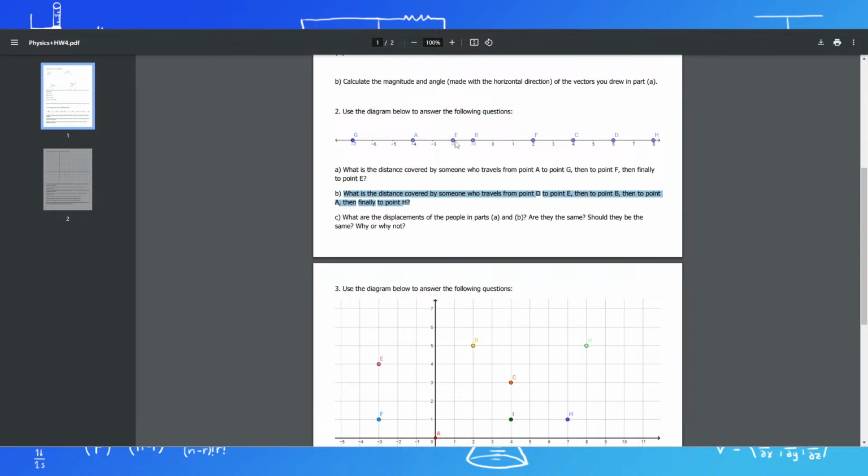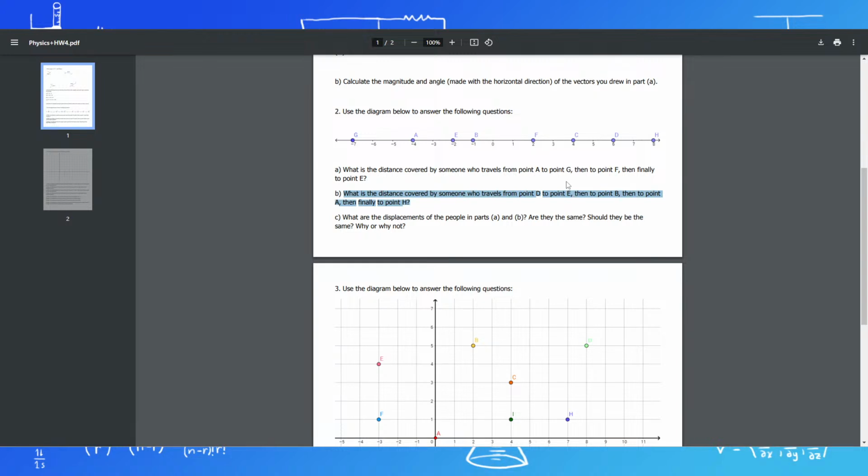Then to point B, that's 1 step from E, so 8 plus 1, 9. And from point B, they go to point A, so 9, and then 10, 11, 12 to get to point A, so that's 12. And then finally to point H, from -4 to 8, that's 12 more, so wait, I lost count. Oh, I should have been writing as I went. Okay, from D to E is 8, 9, 12, plus 12, okay, 24. So part B, I'm getting 24.